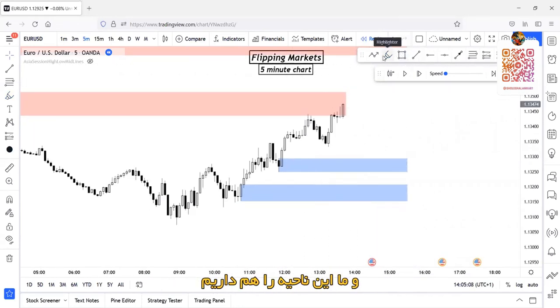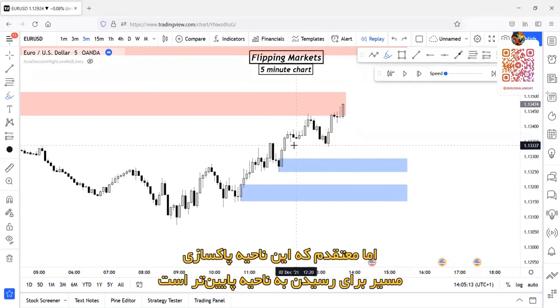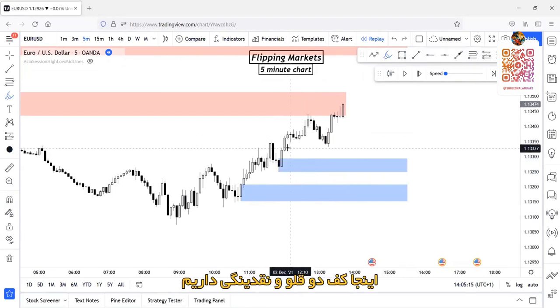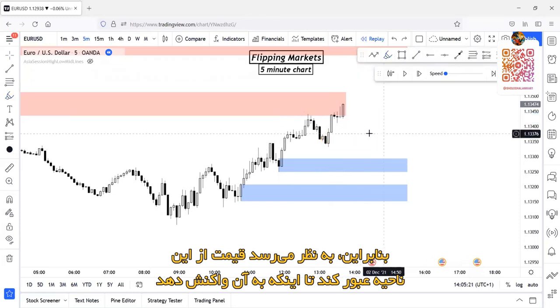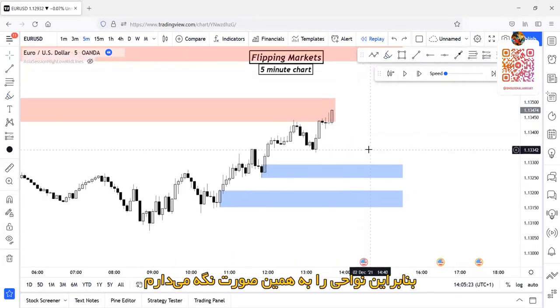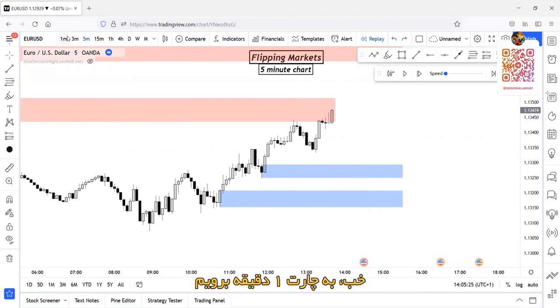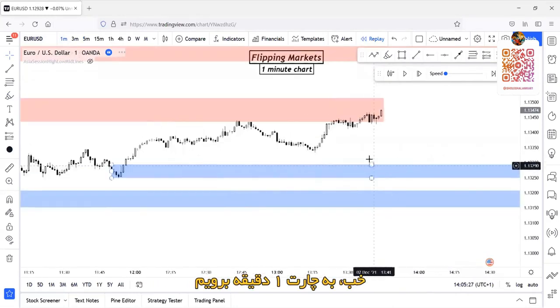And actually, we have this zone right here, but I believe this zone will be inducement for this zone because, as you can see, here's double bottoms and liquidity. So it's more likely for price to sweep this zone than reverse on it. So I will just keep it that way. Okay, and let's switch to the 1-minute.